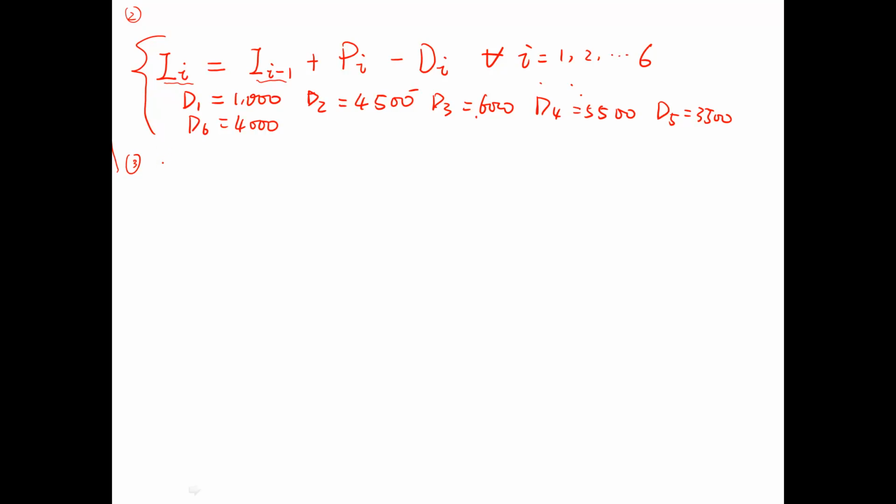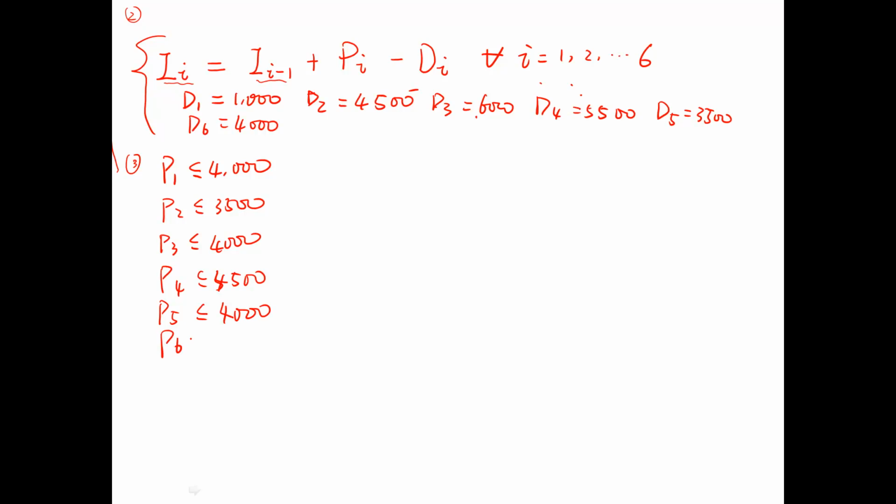P1 needs to be less than or equal to 4000. P2 less than or equal to 3500. P3 less than or equal to 4000. P4 less than or equal to 4500. P5, P6. So that's the third group of constraints.